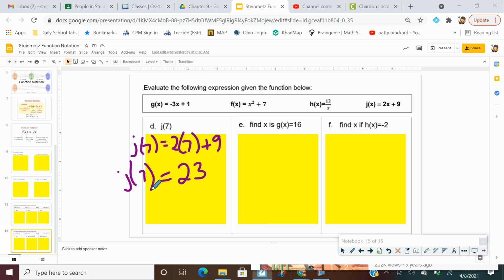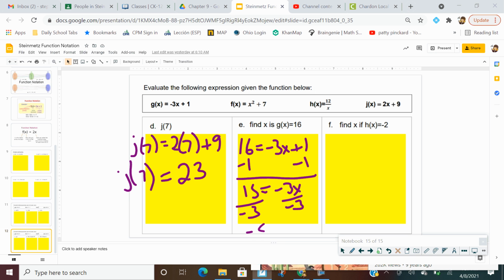And then E and F are a little different. We have to work backwards. So it told us g of x equals 16. So that means we replace the g of x with 16. So we get 16 equals negative 3x plus 1. We subtract 1. I get 15 equals negative 3x. Divide by negative 3. So negative 5 equals x.